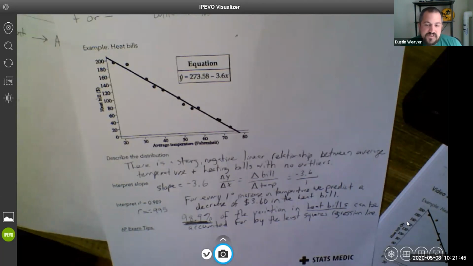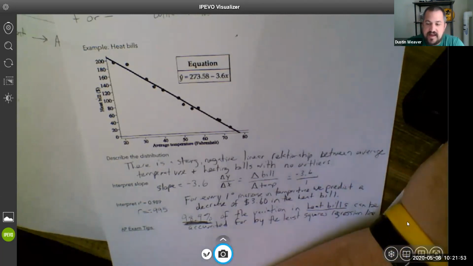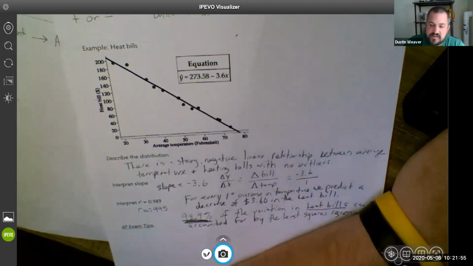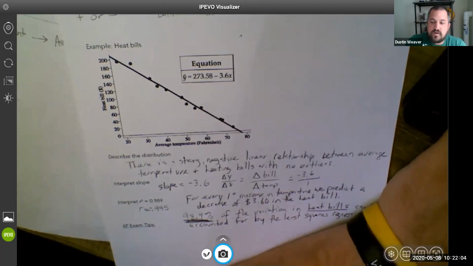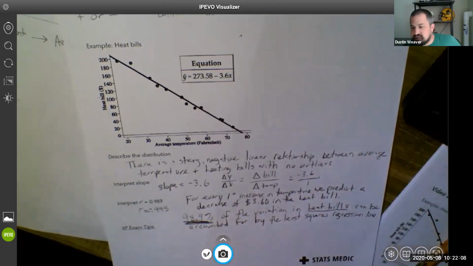98% of the variation in heat bills can be accounted for by the LSRL. Yes. So I could say, and I'm going to type it in the chat, 98.9% of the variation in heat bills can be accounted for by the LSRL. So yes, I can abbreviate least squares regression line.